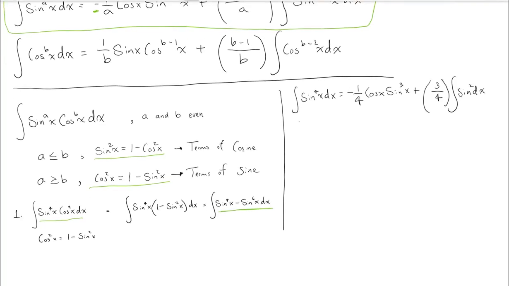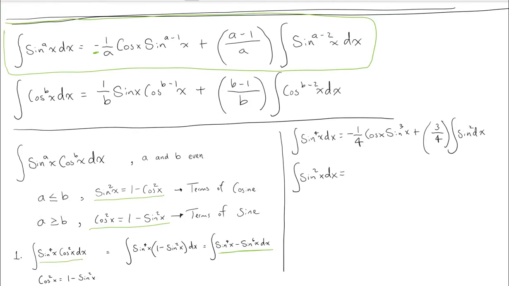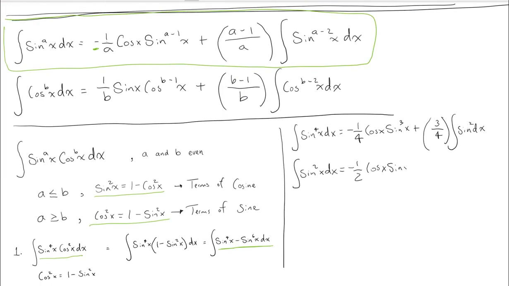Now let's just solve for the integral of sine squared of x dx using the reduction formula. Now it'll be minus 1/2 cosine of x times sine to the a minus 1, which will be sine of x, plus a minus 1 over a, which would be 2 minus 1 over 2, which is 1/2, times the integral of sine to the 2 minus 2, which is just 1, so dx.